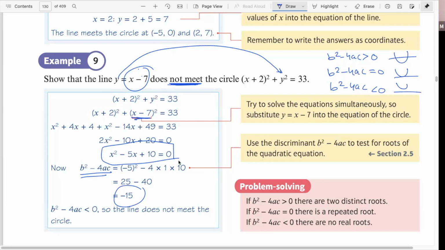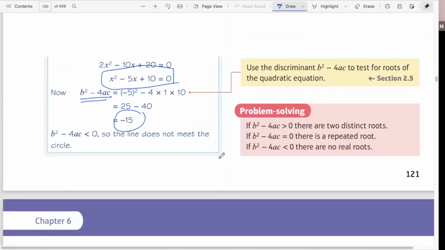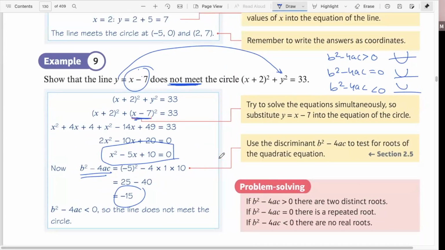So if it does not meet, we have this. And even if you try to solve this equation, you will not get exact values. There will be negative numbers below the square root. So you'll know that it does not intersect. So this is less of circles and more of simultaneous equations.